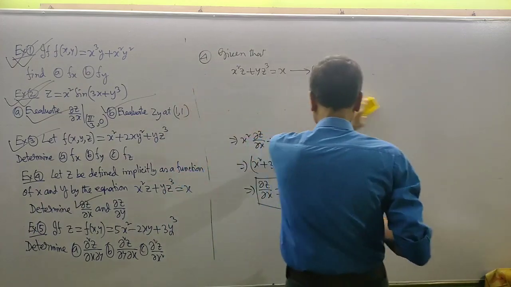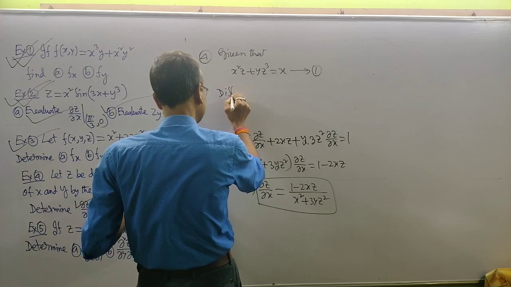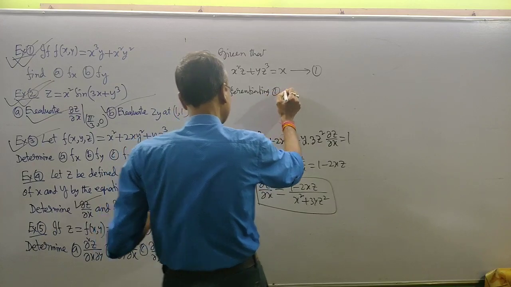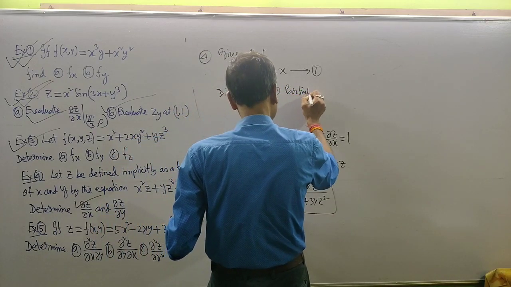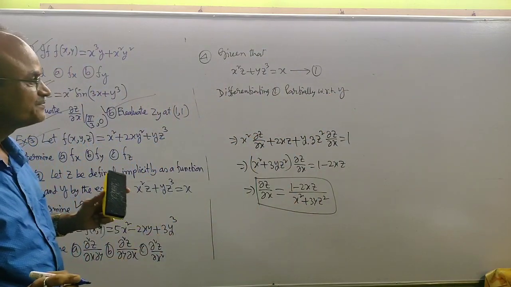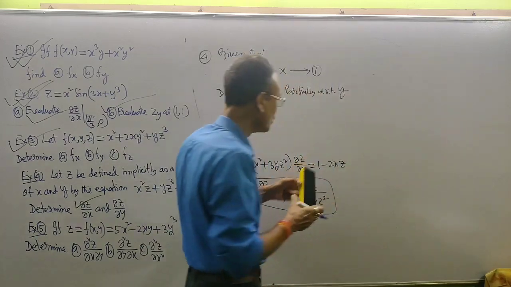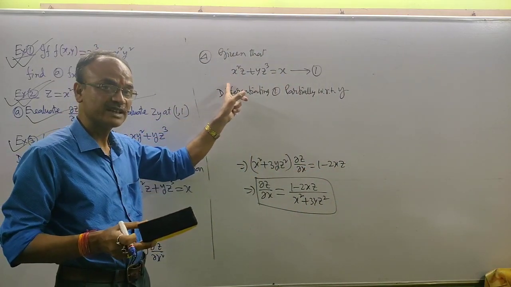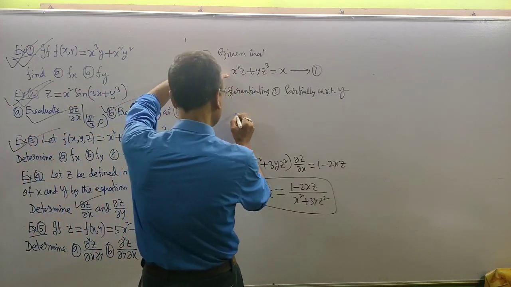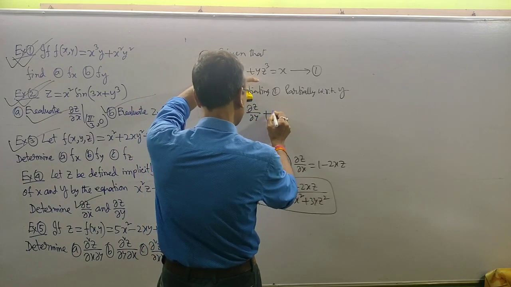Find del z by del y. Now, differentiating one partially with respect to y. If you are differentiating partially with respect to y, then x should be treated as constant. But z is a function of x and y. Therefore, you will get x square del z by del y plus y.